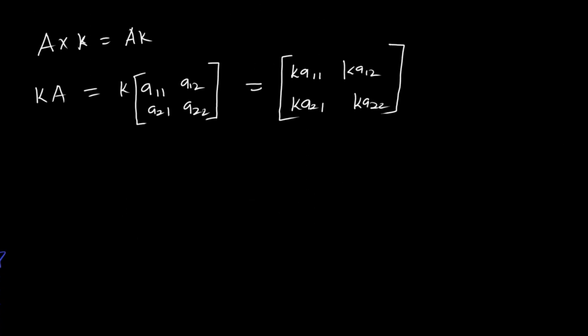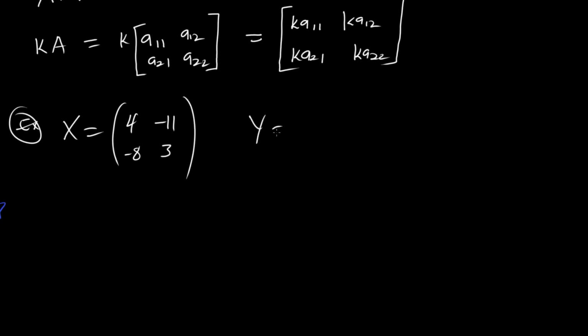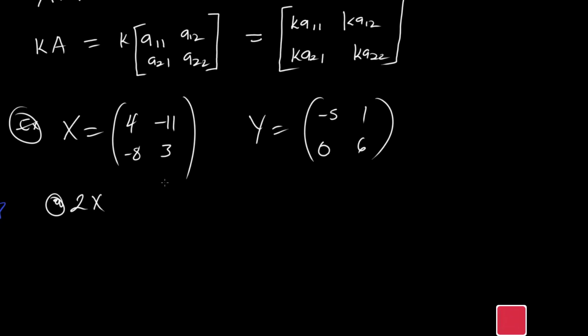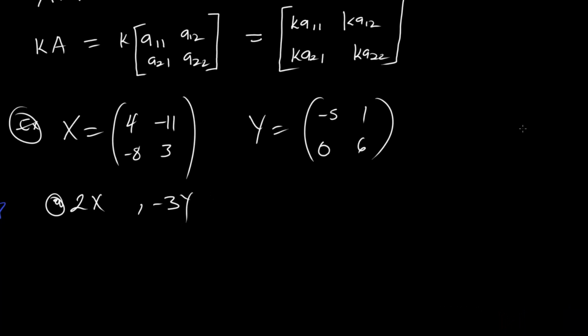So let's look at an example to better illustrate this point. Given a matrix, let's say we have X equal to 4, -11, -8, and 3. I have another matrix Y, which is given by -5, 1, 0, 6. And we have to find 2X. In this case, 2 is the scalar and X is the matrix. We have to find 2X and -3Y.